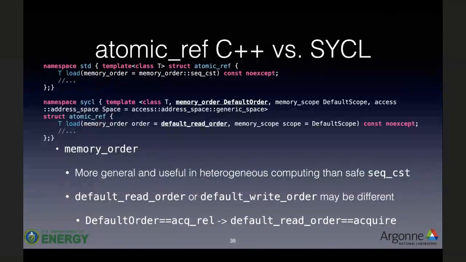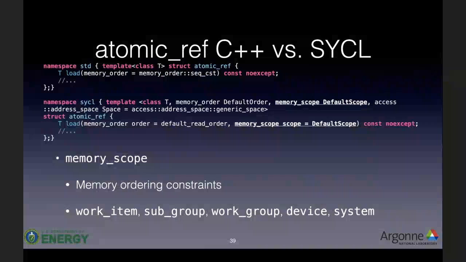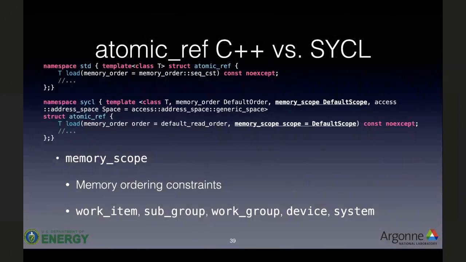And then just a detail here: if you say that you're using acquire release, the read order you'd want to default to acquire, and the write order you'd want to default to release. And also in each of the function calls, even if you have the template where you say what the default values are, you can override them in the functions themselves. The load can override the memory order and the memory scope. Memory scope is basically memory order constraints. You can say this is atomic with respect to work items, subgroups, work groups, device, or the system.